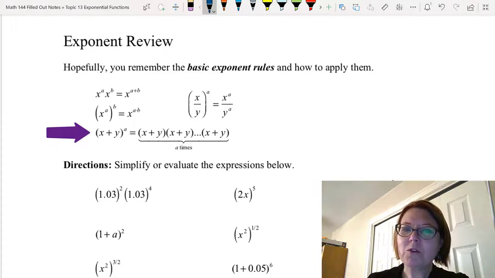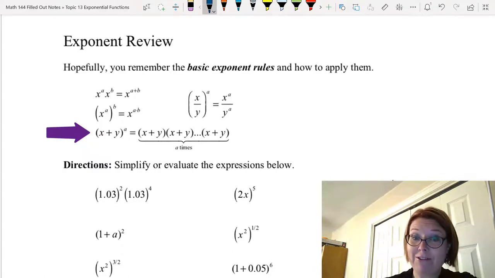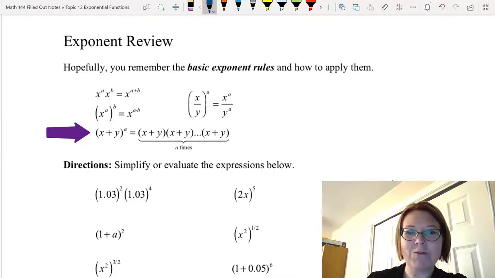Finally, we have (x + y)^a. This is not a rule you normally see as part of exponent rules, but I think it's an important one to pay attention to because you cannot just distribute the a inside. You actually have to write it out a times as a factors: (x + y)(x + y)... to the last (x + y). In other words, if you had it to the third power, you would write it out three times and do the multiplication. So this one is very different than the other ones, in that there isn't actually a new exponent rule for this.